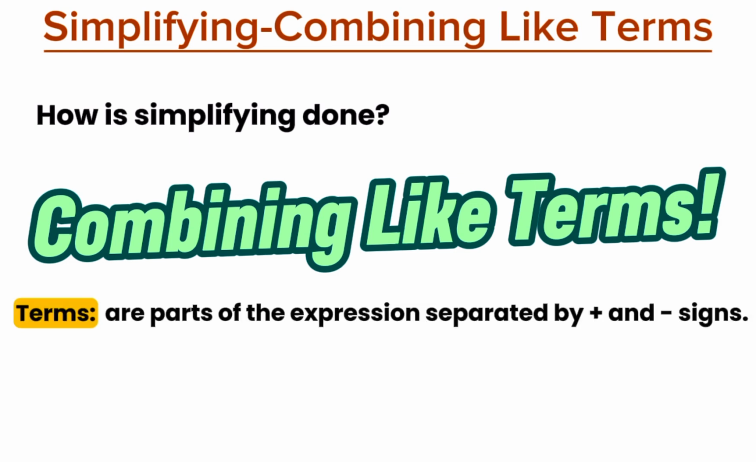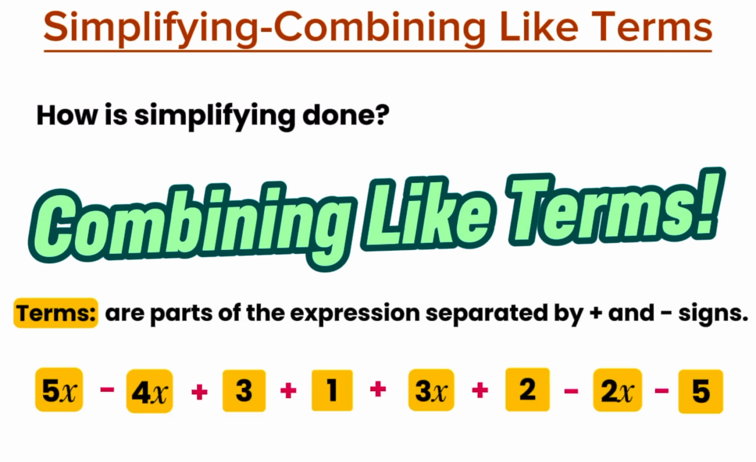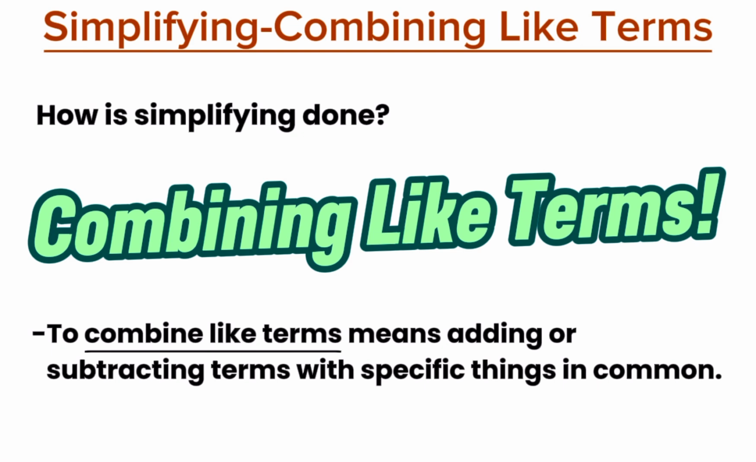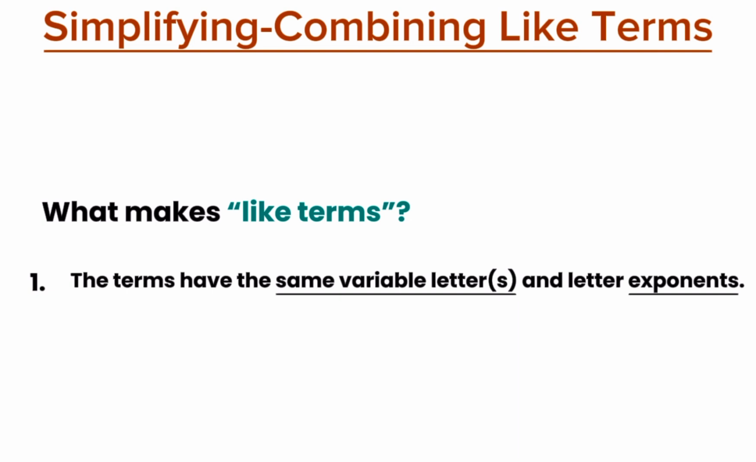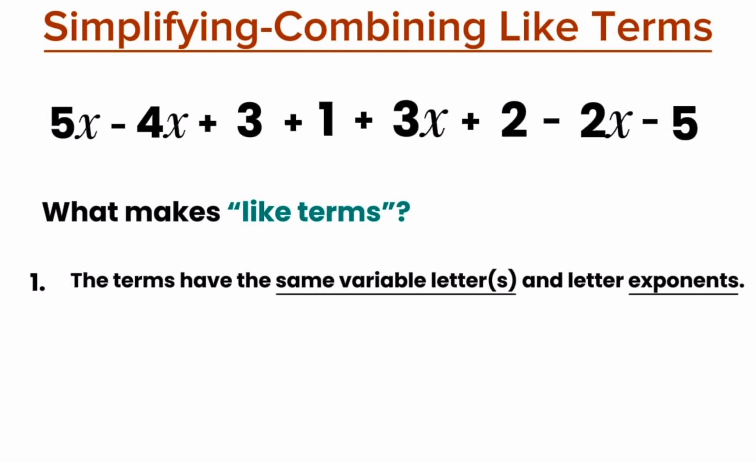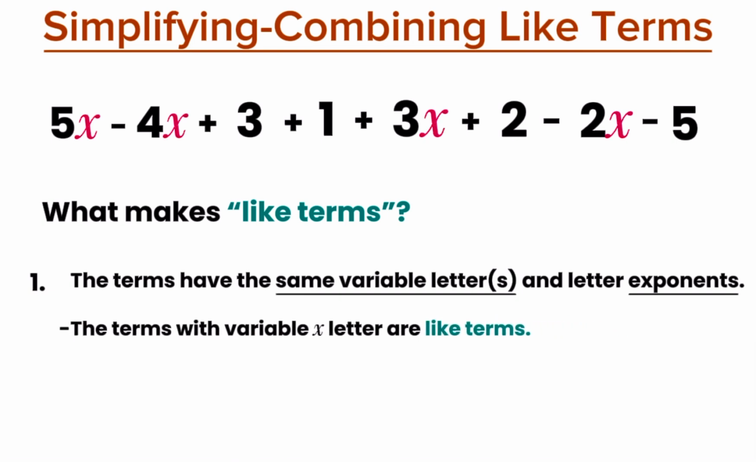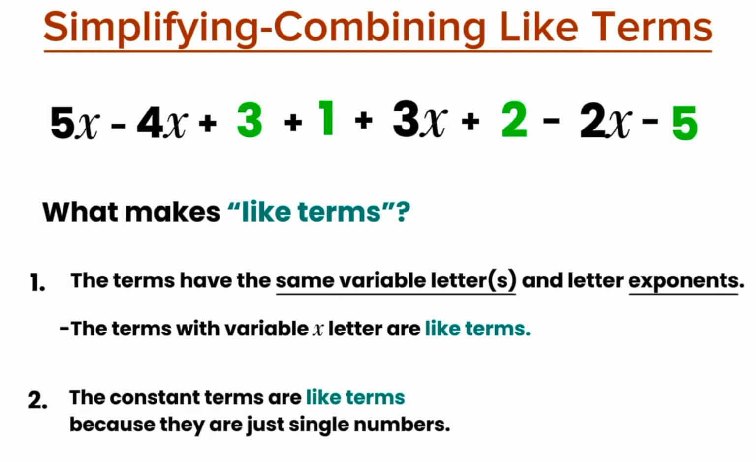Remember, terms are parts of the expression separated by a plus or minus sign. All you're doing is adding or subtracting terms that are similar. Now, what makes terms similar or quote-unquote alike? 1. They have the same variable and exponents. So as we see with the long expression, the terms that have the variable x are the like terms, because that's the letter they share in common. 2. The terms that are just constants are like terms because they are just single numbers by themselves.